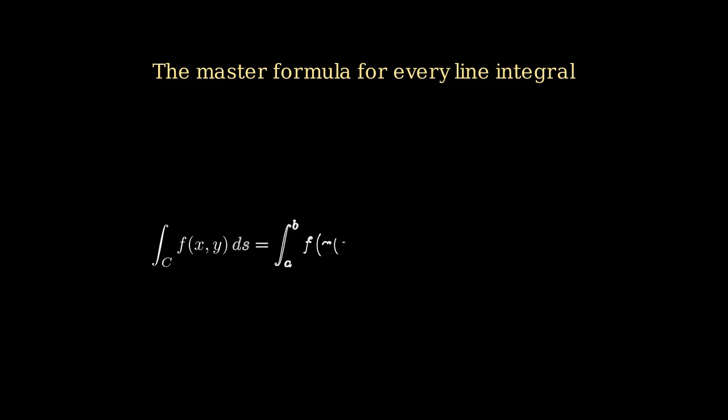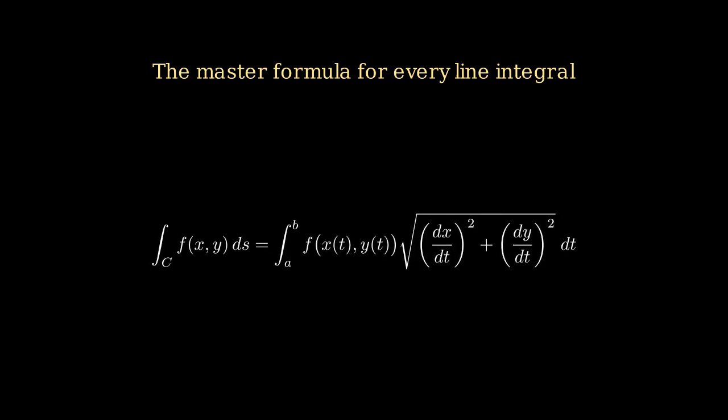The integral over C of f of x, y, ds equals the integral from t equals a to t equals b of f of x of t, y of t times the square root of (dx/dt) squared plus (dy/dt) squared, dt. Every line integral you compute will follow exactly this pattern.